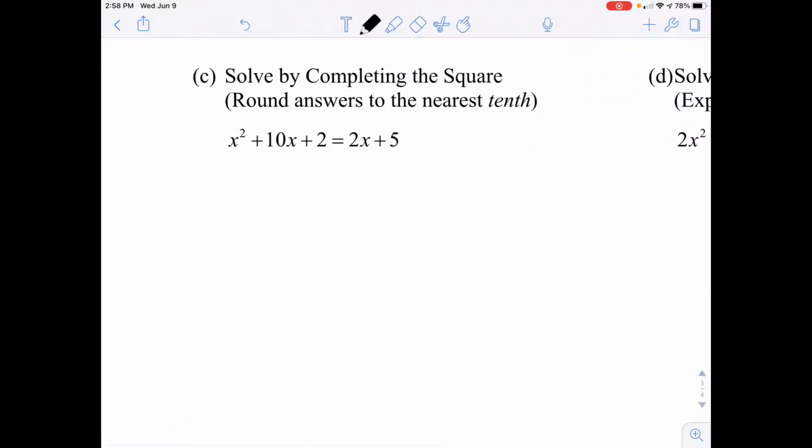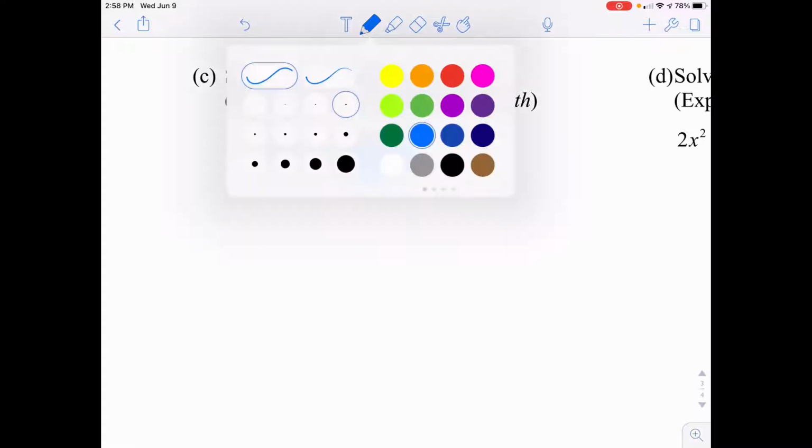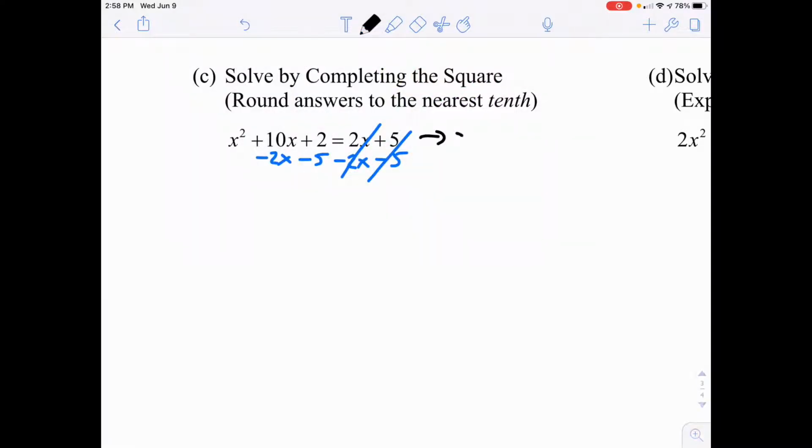Let's go ahead and write this in standard form, and then we're going to complete the square. So let's go ahead and move everything from the right to the left. Cancels, cancels. We get x squared. 10x minus 2x would be plus 8x. 2 minus 5 would be negative 3.